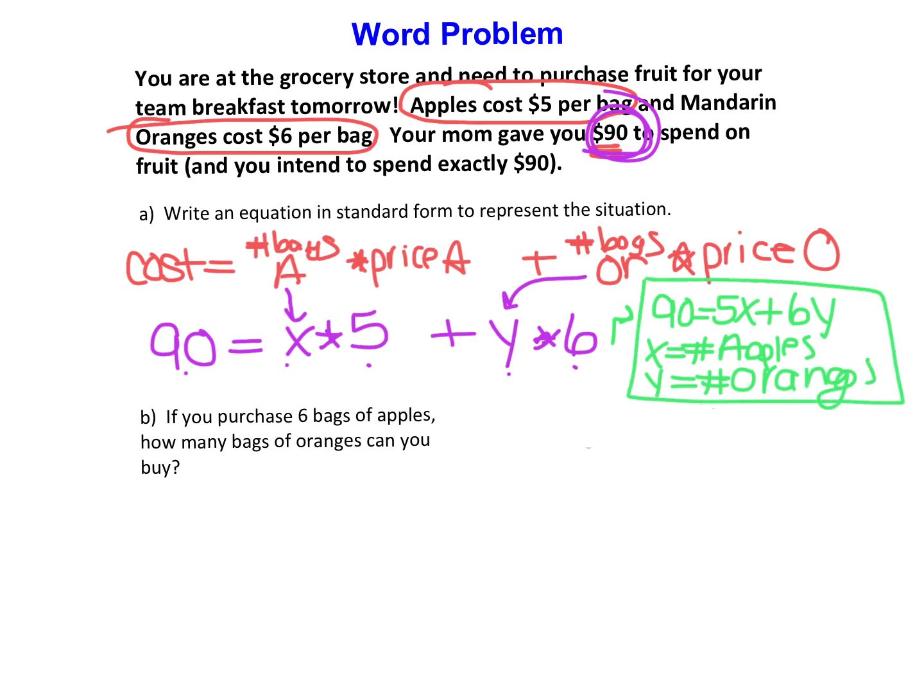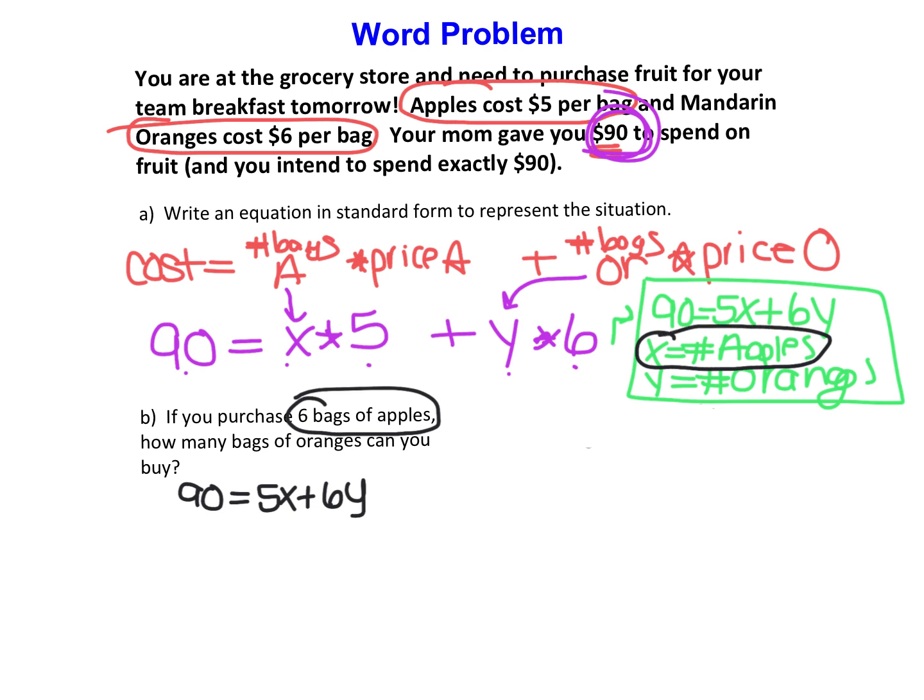So now we're going to utilize this equation in order to make predictions. So here we can see that our equation is 90 equals 5x plus 6y. And here we can see that we purchased 6 bags of apples. And remember, x is our number of apples. So what we're going to do is replace x with 6 because we know that we bought exactly 6 bags of apples. And we're trying to figure out how many bags of oranges we can buy if we bought 6 bags of apples. So here we have 90 is equal to 5 times 6 plus 6y.